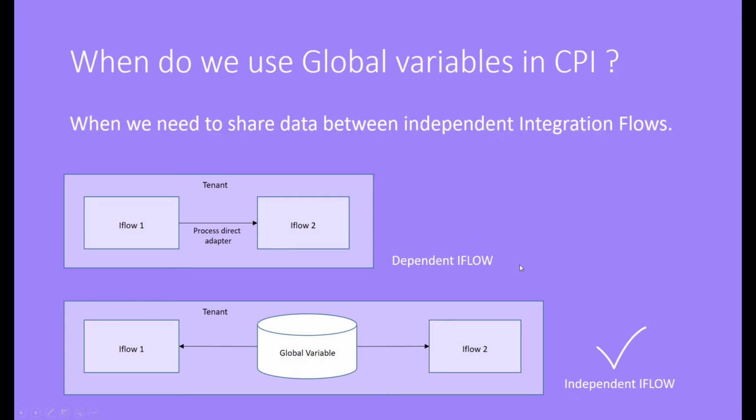An iflow is dependent if it shares data with another iflow. This type of data sharing in CPI always happens with the help of process direct adapter. We will learn in detail about the process direct adapter in a future video. Message headers can be used to share data between dependent iflows. Independent iflows do not share data between each other. So global variable is the only way to share common data between such iflows.